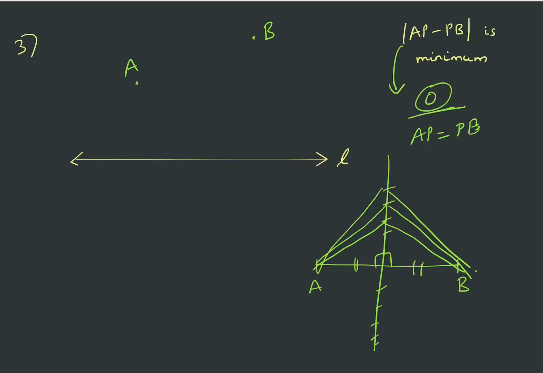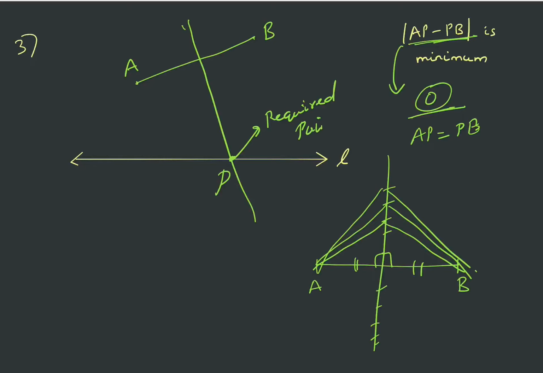So since we need to minimize this AP minus PB, we will just draw the perpendicular bisector of AB, and let us say this meets this line L at point P. So we are claiming that this is our required point. This is our required point because AP is equal to PB. So the difference between AP and PB is 0, which is minimum.